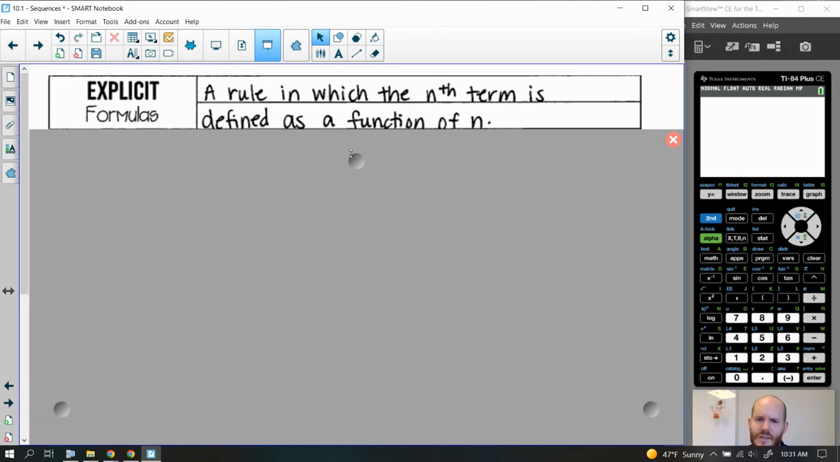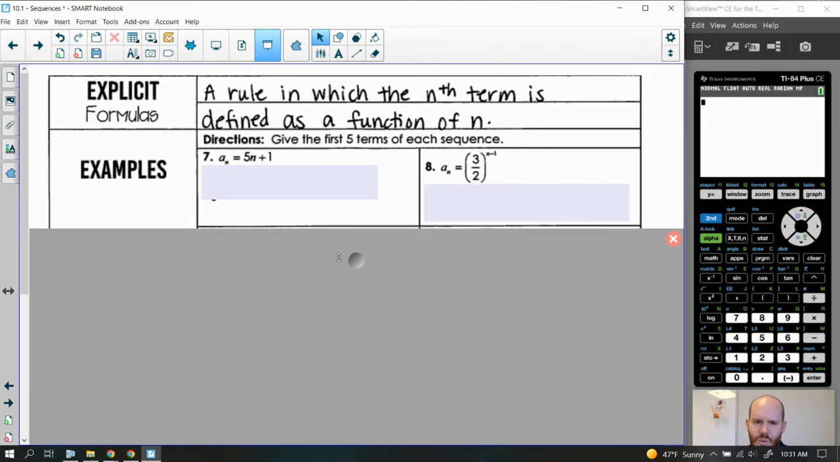It does not depend on any of the previous terms. For example, a sub n is 5n plus 1. If I want to write out the first terms of the sequence, I'd plug in 1, 2, 3, 4, and 5 for n. Computing that, I'd get 5 times 1 plus 1 is 6, 5 times 2 is 10 plus 1 is 11, 5 times 3 is 15 plus 1 is 16, and so on to generate the first 5 terms of the sequence. Use the same patterning to do question 8.